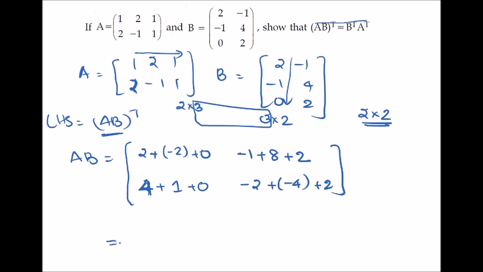So adding this, we will get 2 plus minus 2, that is equal to 0. Then minus 1 plus 8, that is 7, plus 2, that is equal to 9. 1 plus 4, that is equal to 5. And minus 2 minus 4 plus 2. So these minus 2 and plus 2 are cancelled. We will get minus 4. This is the value of AB.